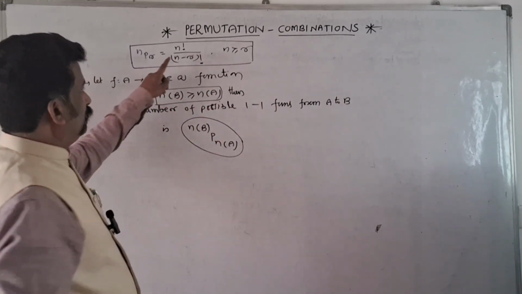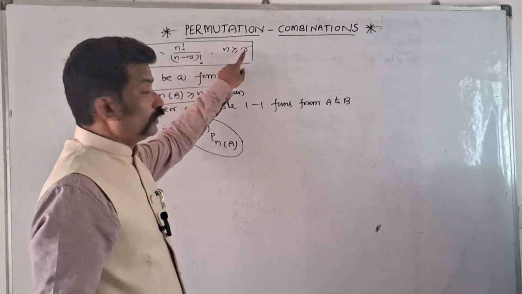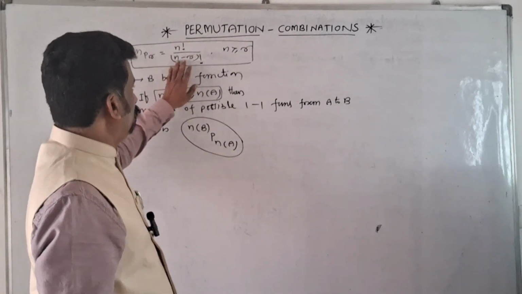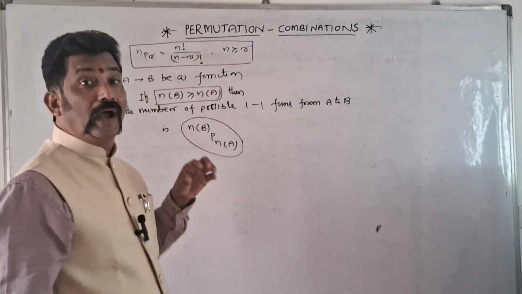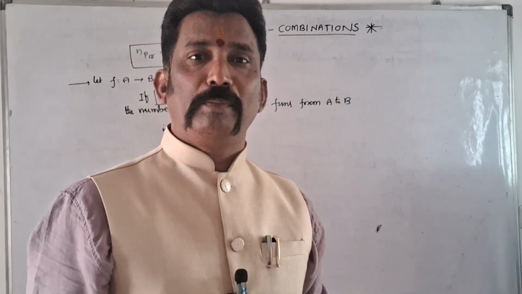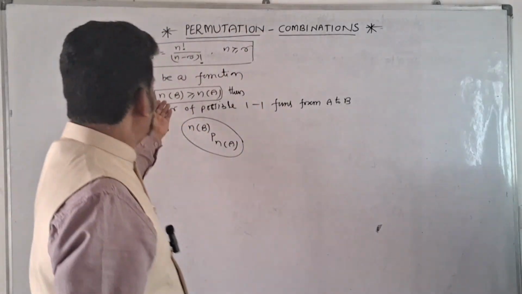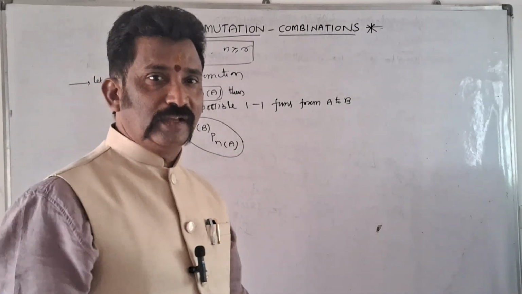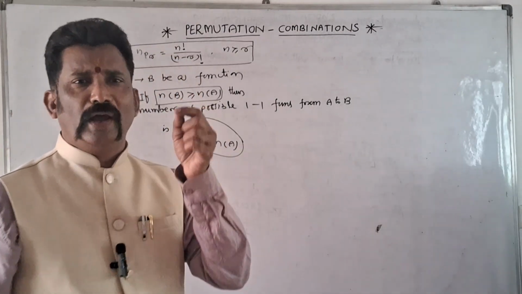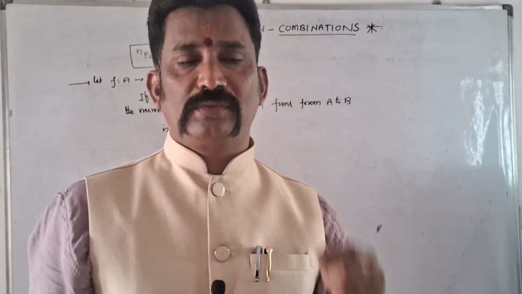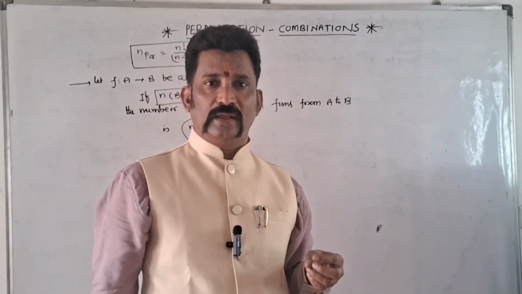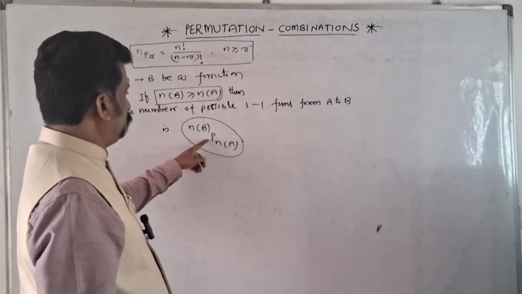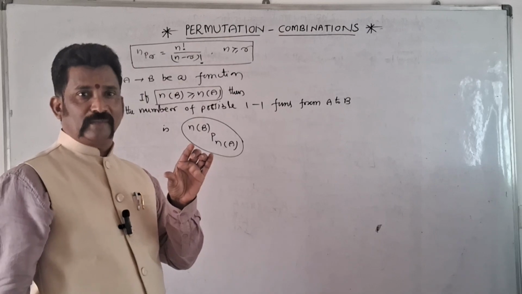Why? Because permutation is applicable only when n is greater than or equal to r. nPr is equal to n factorial by (n minus r) factorial, n greater than or equal to r. That's why we have to impose on the sets capital A, capital B that n of B is greater than or equal to n of A. Therefore, the number of possible one-one functions from A to B is n of B P n of A. It is very important for the EAP set, or Maharashtra set, Karnataka set, AS set, MH set, and so on. Understood?